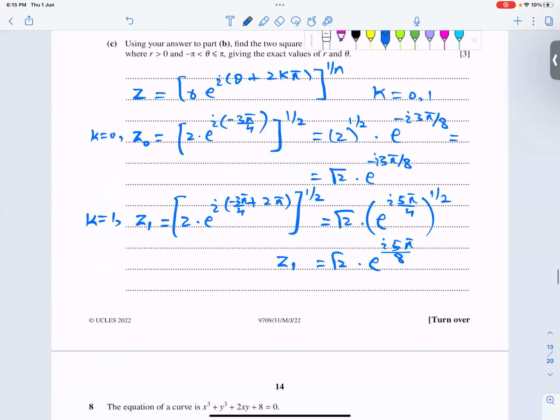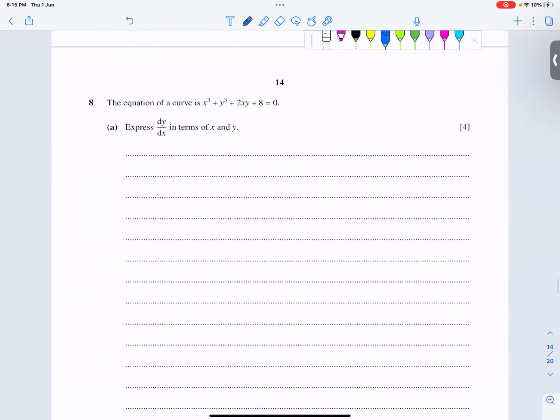Okay. So moving to question 8, the equation of the curve is x cubed plus y cubed plus 2xy plus 8 is equal to 0. Express dy by dx in terms of x and y. So this is implicit differentiation. So take the derivative of both sides. Take differentiation of both sides.